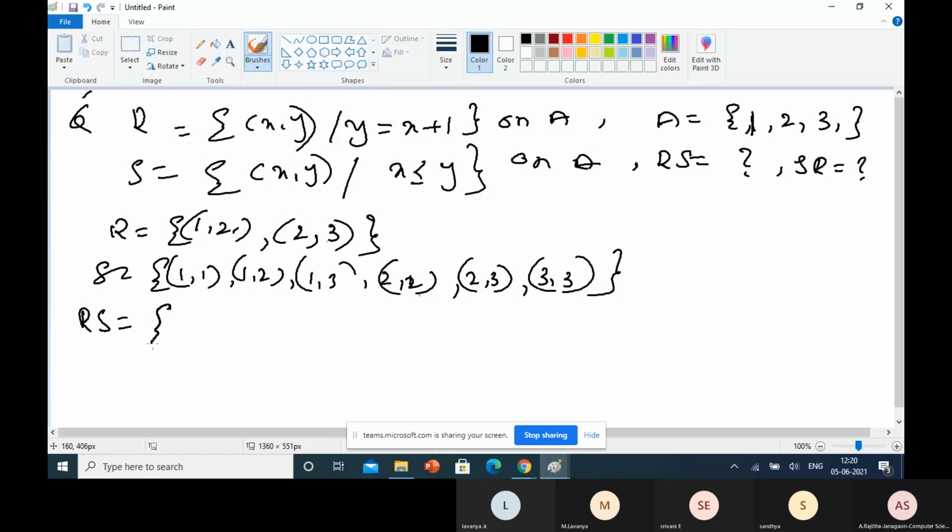So that 1 to 2 exists. Next, one more ordered pair begins with 2: 1 to 2, 2 to 3. Coming to this 2 to 3, only one ordered pair begins with 3, that is 2 comma 3. And down here, one more: the composition of S and R, 1 to 1.